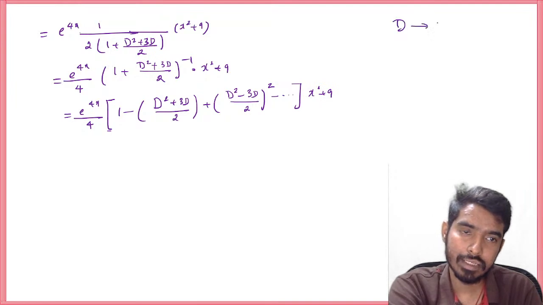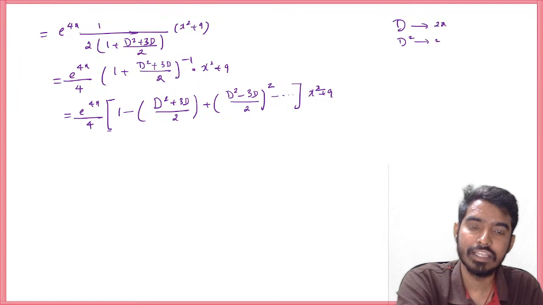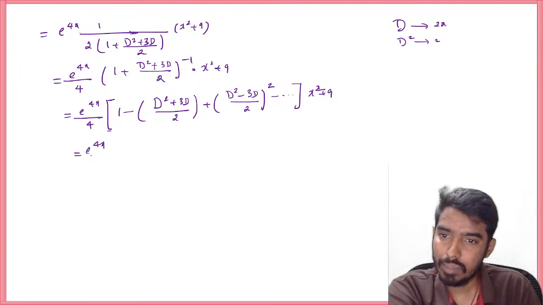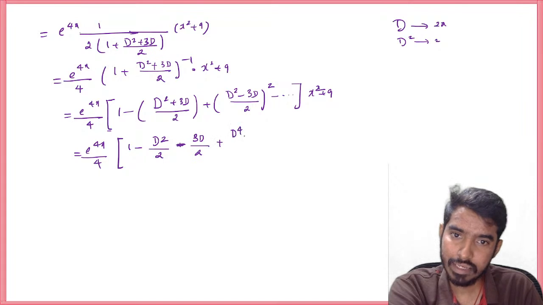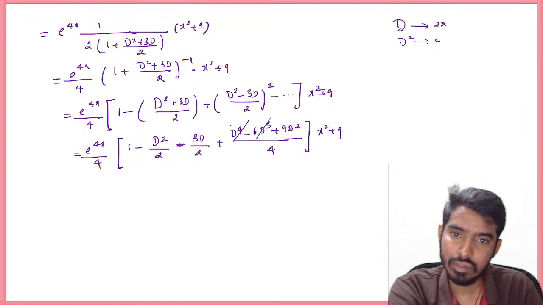So we have d is 2x and d square is 2, right? 2x, 2x plus 0, 2. So from d cube every term will be 0. So we have e power 4x by 2. So 1 minus d square by 2 minus 3d by 2, and here we have a square minus 2 times ab plus b square divided by 4, and here we have x square plus 9. So these terms will be 0.